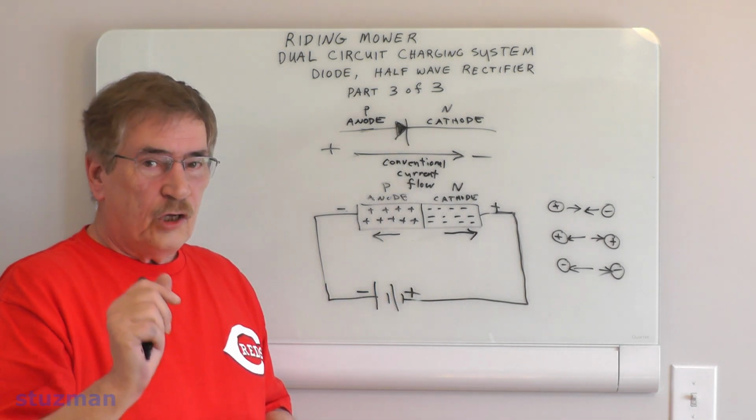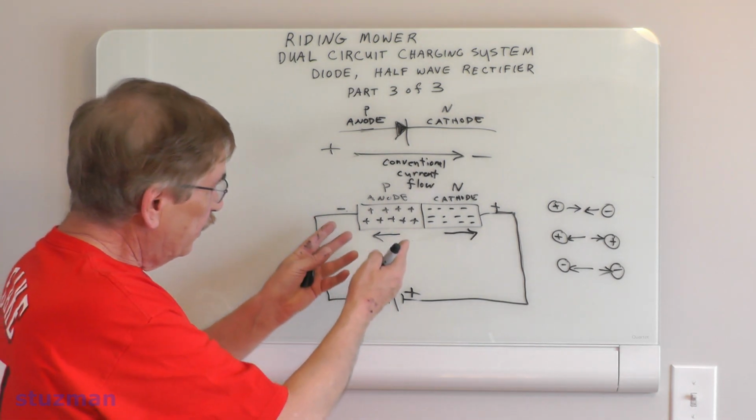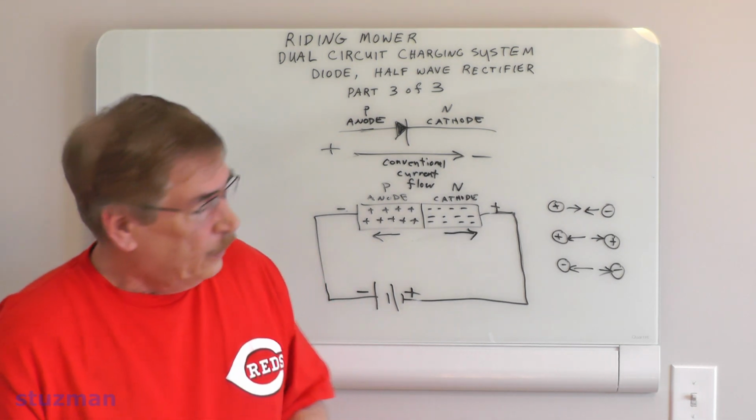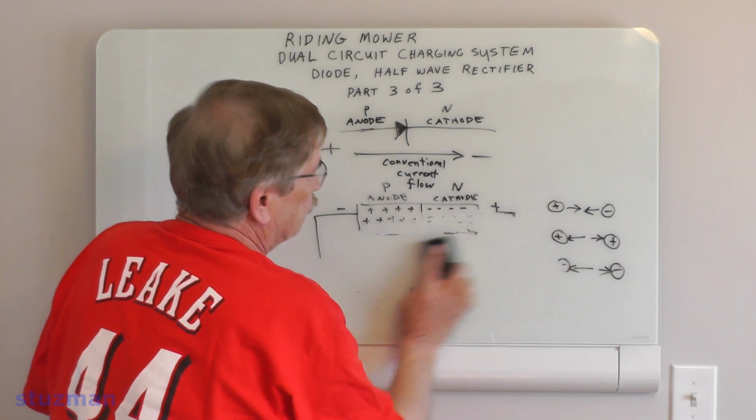When you see that, then you know the diode is open. It's just like an open switch. And in this condition, the diode is reverse biased. We all good so far, right? Simple.